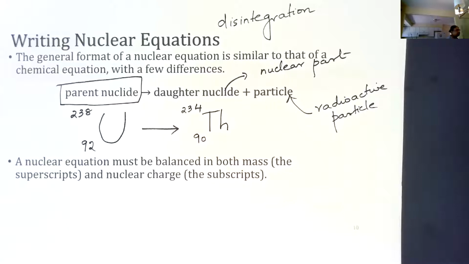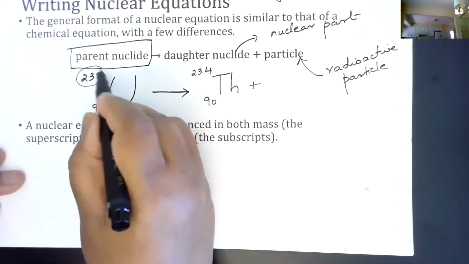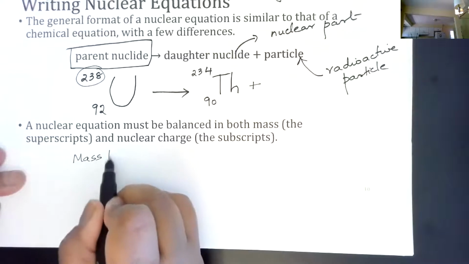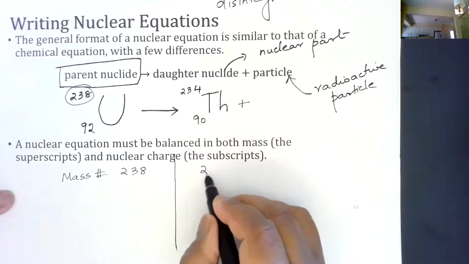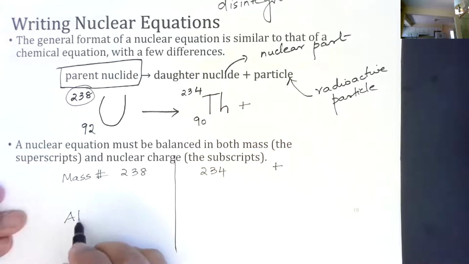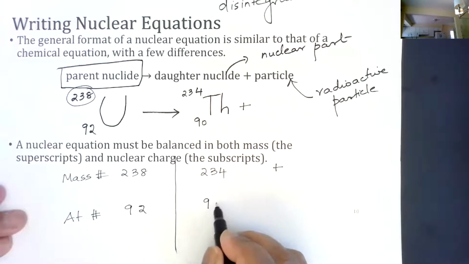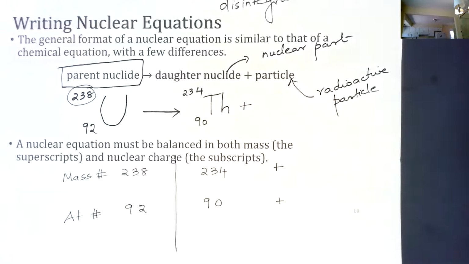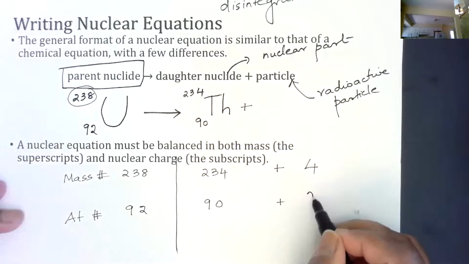So what do we do? It's math. Okay, so the total mass number here is 238. And what do you have here? 234. And then atomic number on the reactant side is 92. What is it on the product side? One of them is 90. All right. So it's simple math. The mass number difference is 4, right? To balance both sides. What's the atomic number difference? 2.